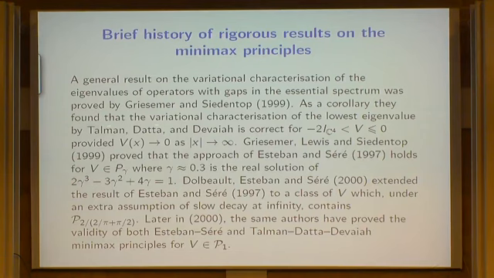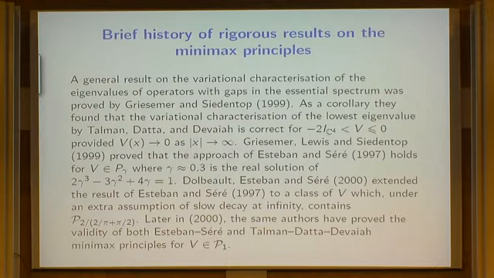Namely, they found that the variational characterization of the lowest eigenvalue by Talman, Datta, and Deb, the one with upper and lower spinors, actually is correct. So this physical intuition can be justified for potentials which are bounded below by a constant negative, provided they decay at infinity.